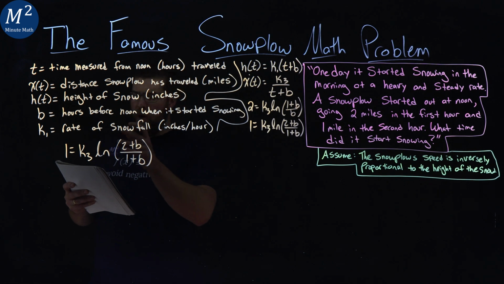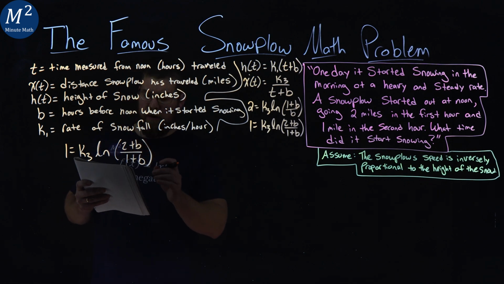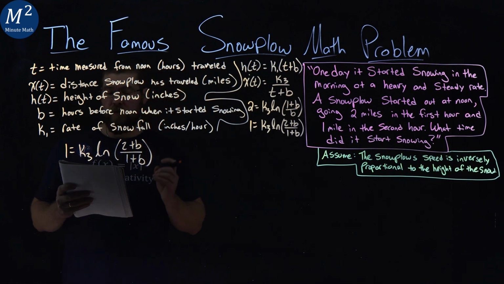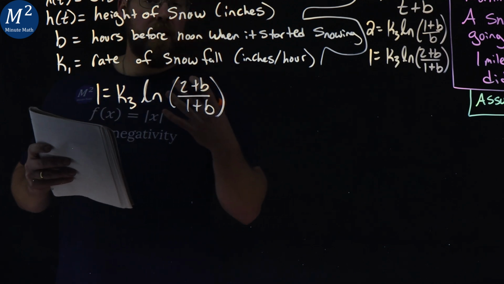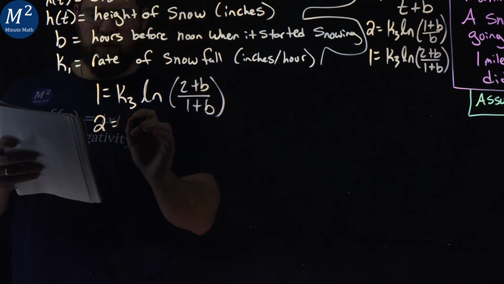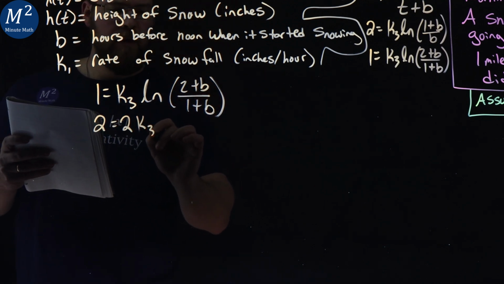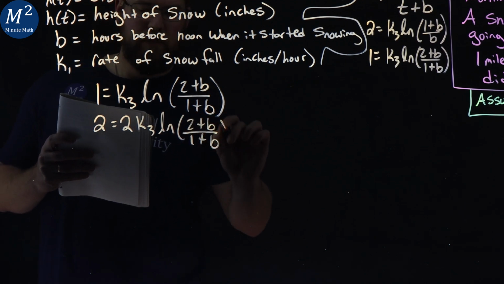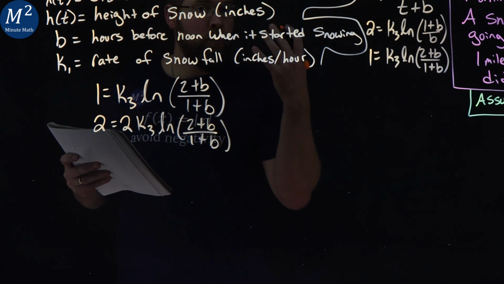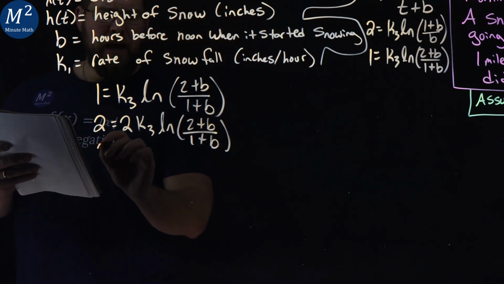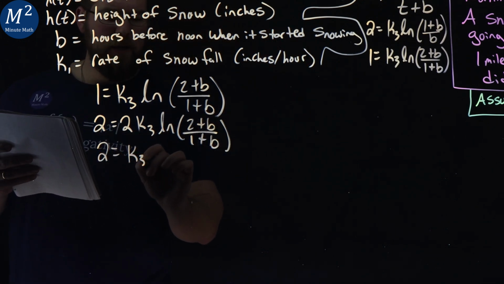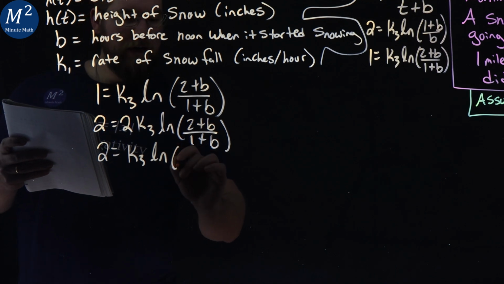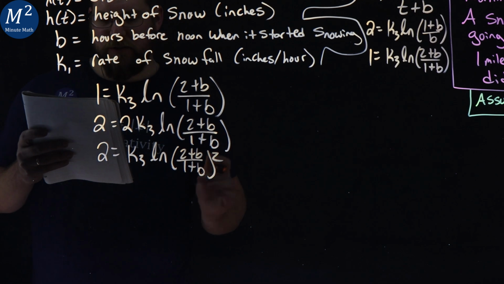So again, we know that 1 equals k3 natural log of (2 plus b) over (1 plus b). If we multiply both sides by 2, we have 2 equals 2k3 natural log of (2 plus b) over (1 plus b). Again, our rule of logarithms comes into play here, and we have 2 equals k3 natural log of (2 plus b) over (1 plus b), all squared.